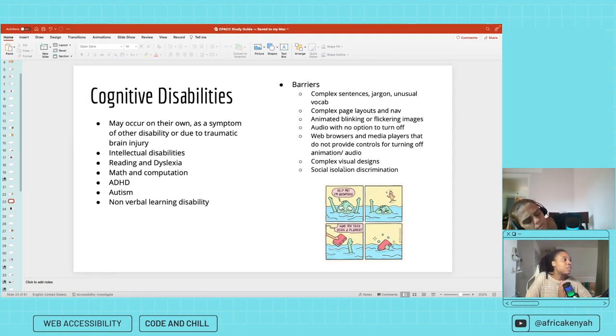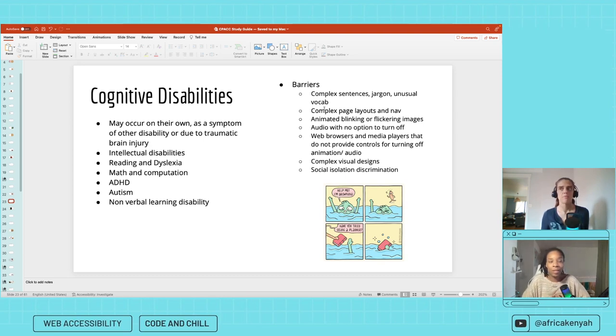All right, so cognitive disabilities may occur on their own, or they may be a symptom of something else going on, or due to traumatic brain injury. They include intellectual disabilities, reading and dyslexia, math and computation, ADHD, autism, nonverbal learning disability, right? So their barriers are important, I think, because they are things that we do not think about when we're building websites, but are incredibly important, right?